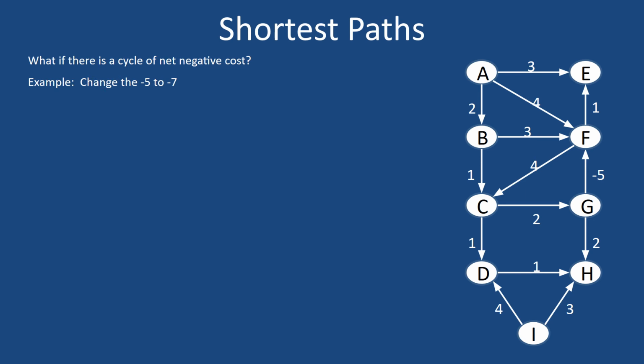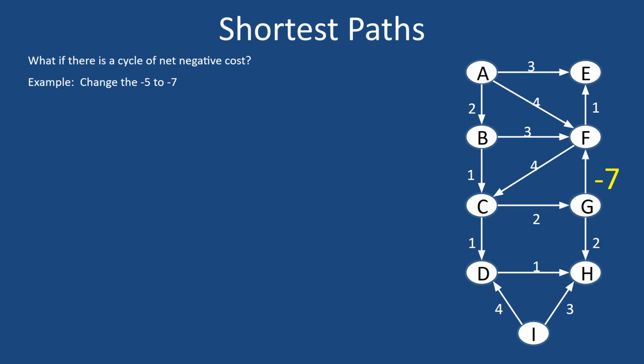Now, what's the problem with a negative cycle? So I changed that negative 5 to a negative 7. Now the cycle has a net negative cost of 1. You would have an infinitely short distance because you could always go back around again. Okay. So he said you have an infinitely short distance. Essentially, no finite path could be the right answer.